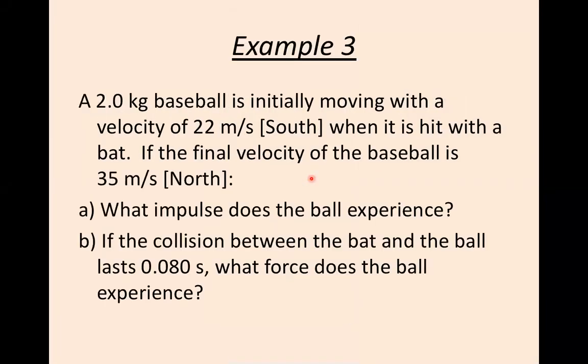Okay, let's try another example, a longer example. A 2-kilogram baseball is initially moving with a velocity of 22 meters per second south when it is hit with the bat. If the final velocity of the baseball is 35 meters per second north, notice the different direction, what impulse does the ball experience? And if the collision between the bat and the ball is 0.08 seconds, what force does the bat experience?